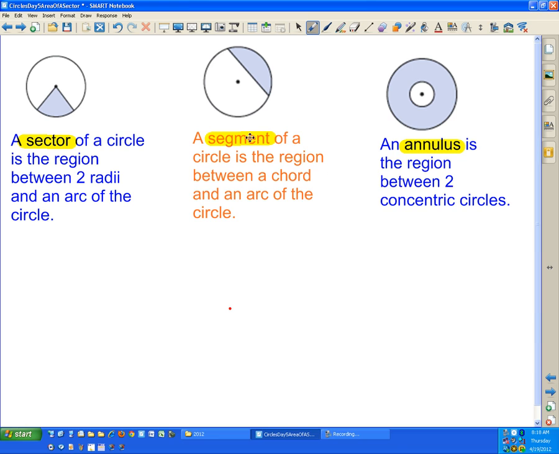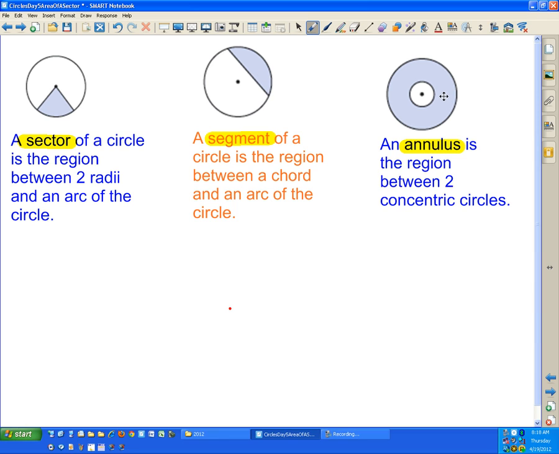In the next one, we have a segment of a circle, and so we have a chord that is cutting the circle into two pieces, and then we're trying to find the area between the chord and the arc. What we would do, and we'll talk about this in the next one, is draw some radii to the end of the chord, and then we'll deal with the area of the sector.